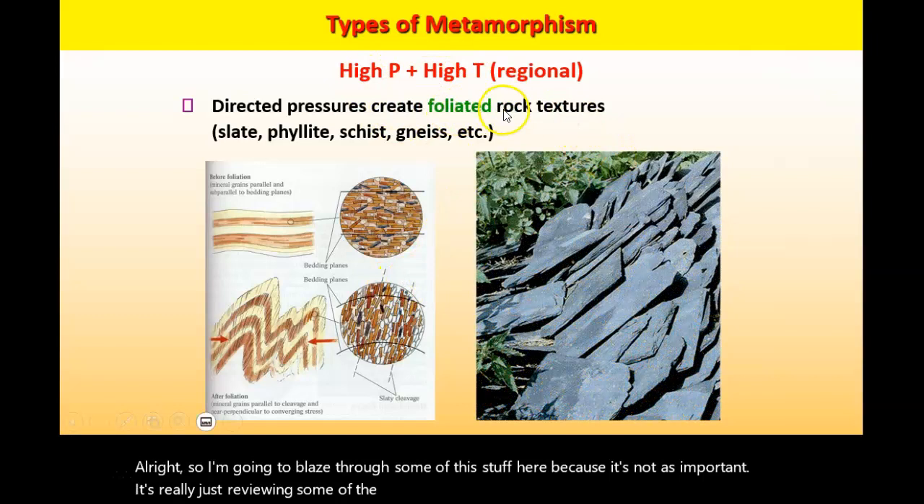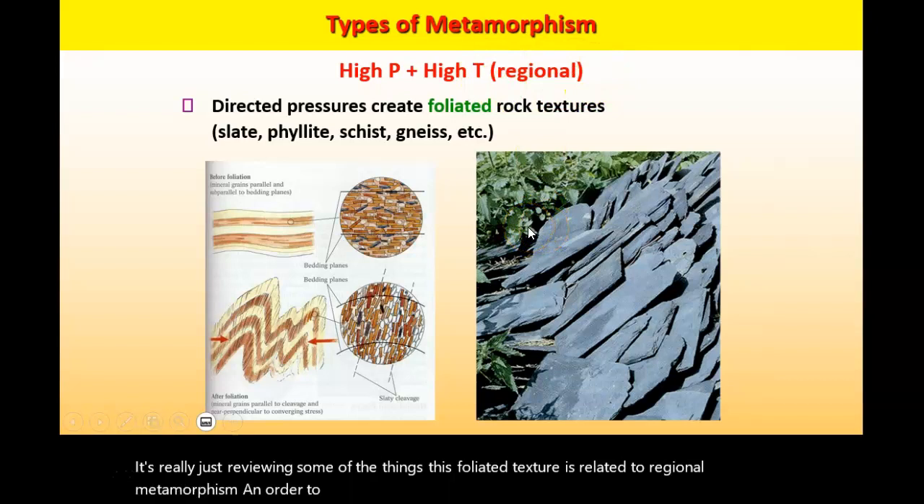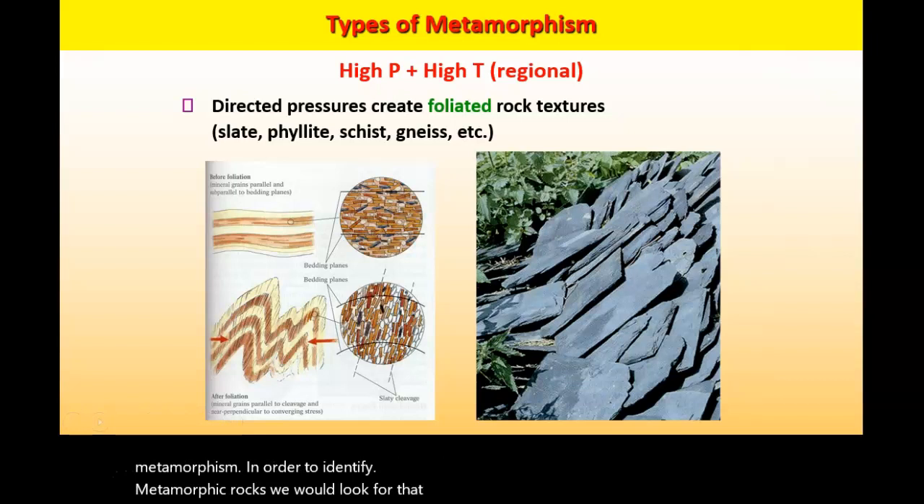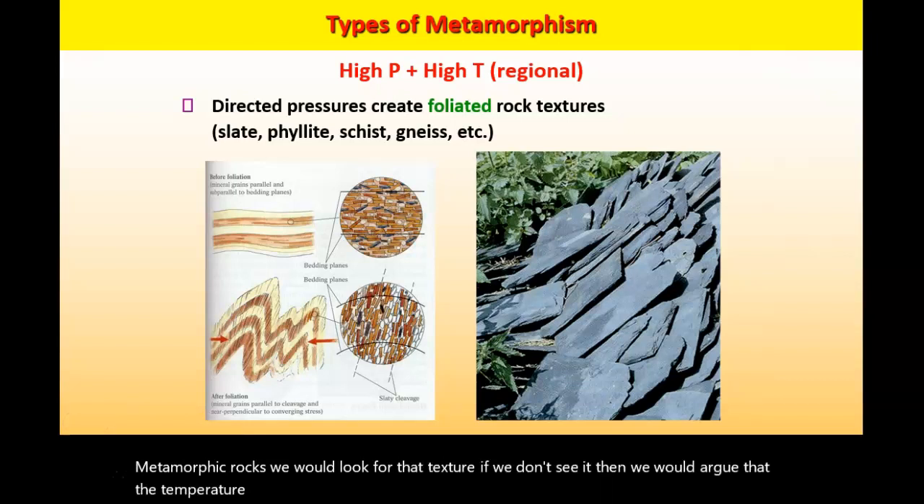This foliated texture is related to regional metamorphism. And in order to identify metamorphic rocks, we would look for that texture. If we don't see it, then we would argue that the temperature must have caused it to be metamorphosed, and we would look at something about its composition to figure out what we have.